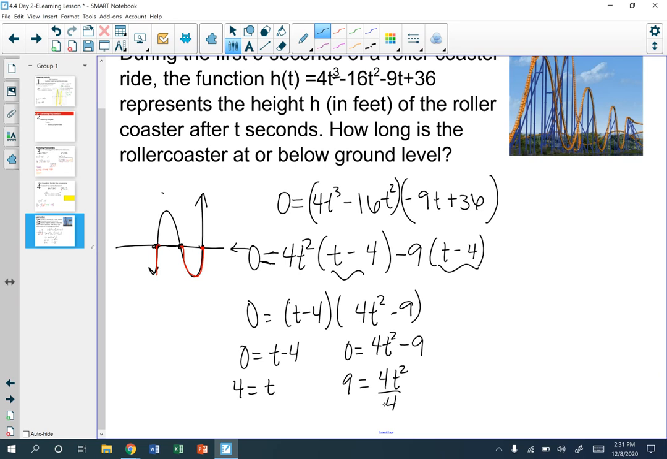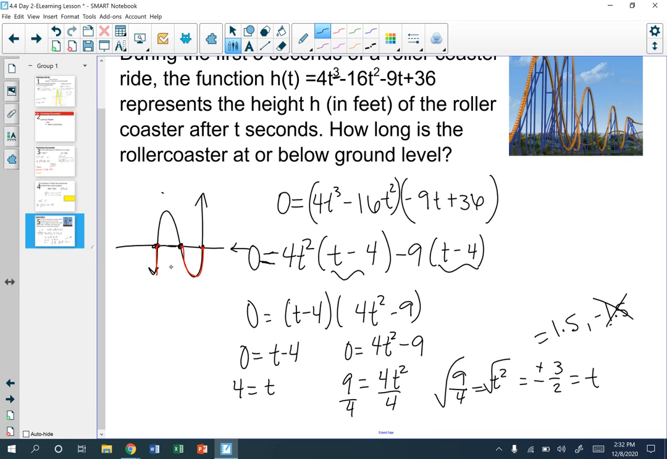I'm going to divide by 4. And I get 9/4 equals t squared. Take the square root. And I get plus or minus 3/2 equals t. Okay. Now, let's make sense of this. So we're looking at t, which is time in seconds. Does it make sense to have -1.5 seconds? So that equals 1.5 and -1.5. No, right? We can't go back in time. So this answer doesn't make sense.